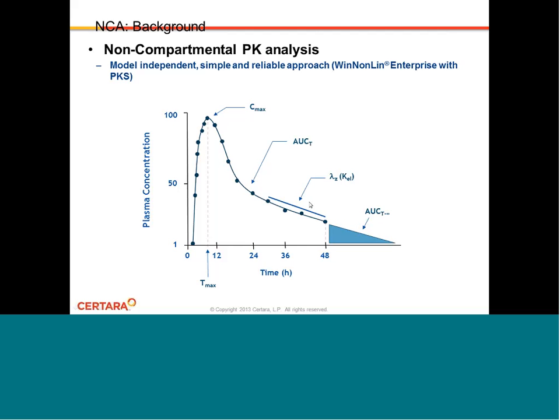In the terminal phase, there is a log linear regression performed to calculate the lambda z parameter, which is the negative of the slope of the regression line. In literature, you would often see this referred to as KEL, the elimination rate. And this elimination slope is then used to extrapolate beyond the last concentration to draw a final trapezoid down to the origin and calculate the AUC infinity.